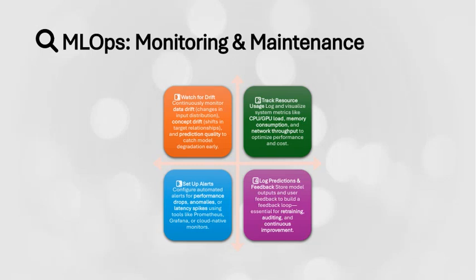Let's talk about MLOps, monitoring and maintenance. Once our models are deployed, it doesn't mean the work is done. Monitoring is crucial to ensure our models are performing as expected over time. We need to keep an eye on metrics like accuracy, latency, and resource usage to catch any issues early. Maintenance involves updating models, retraining with new data, and fixing any drift that might occur. It's an ongoing process that helps keep our systems reliable and effective.